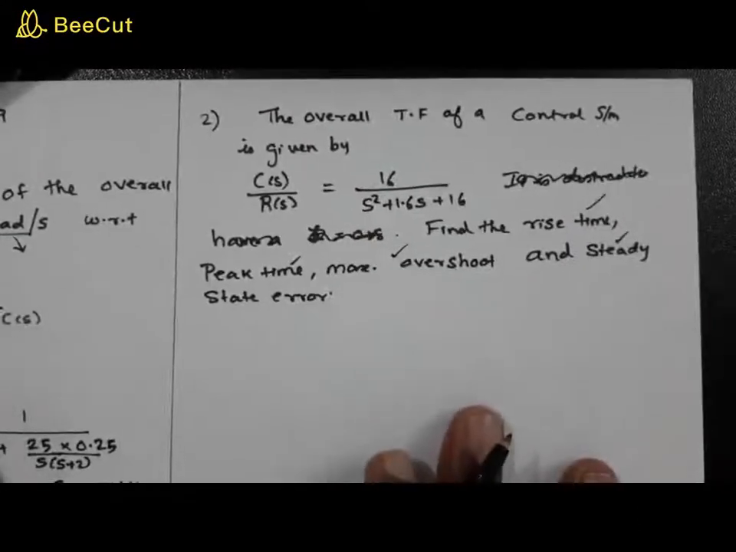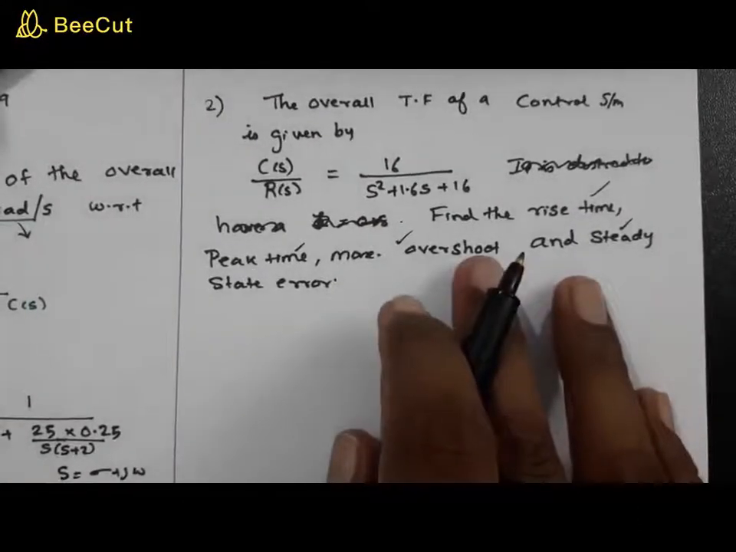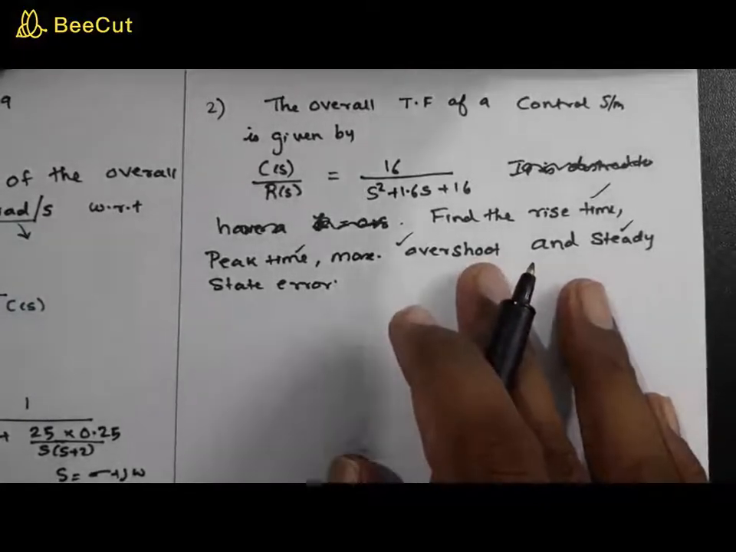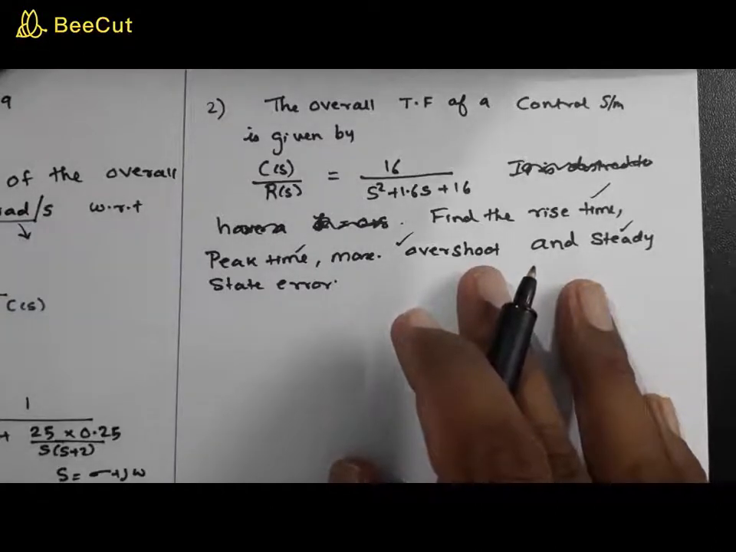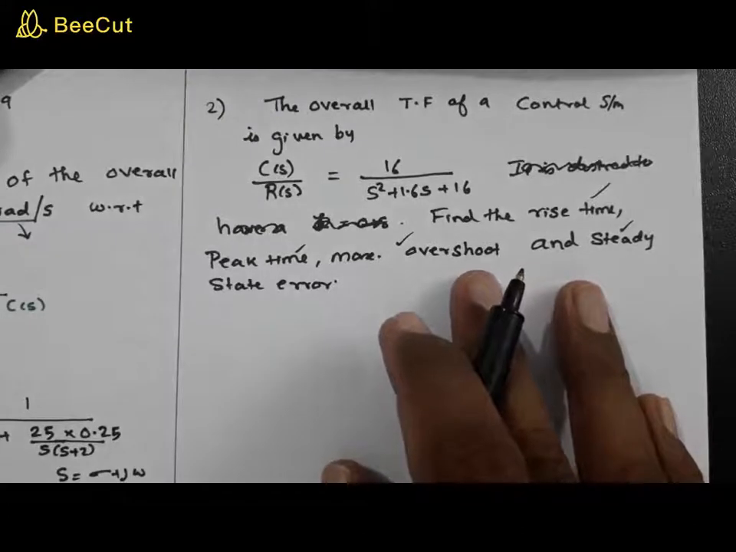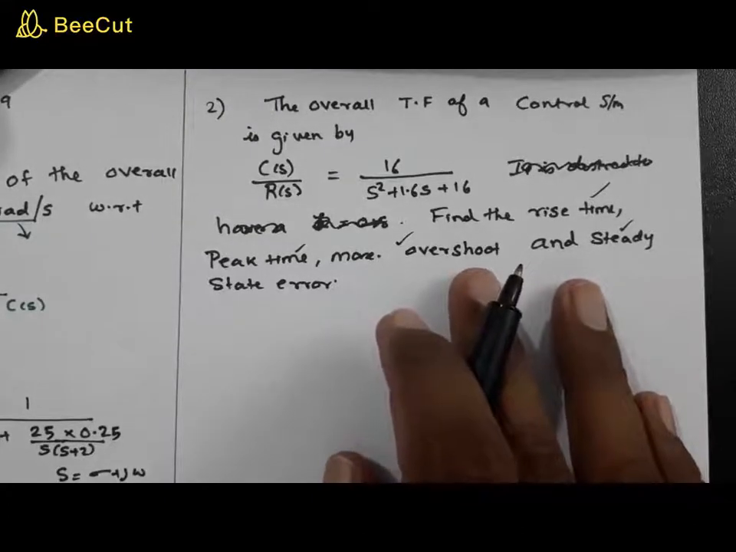So we have already found out the relationships for the rise time, peak time, and maximum overshoot in your video class 14 and 15. So you may just go through that derivation. Now this is just a problem concerning that.